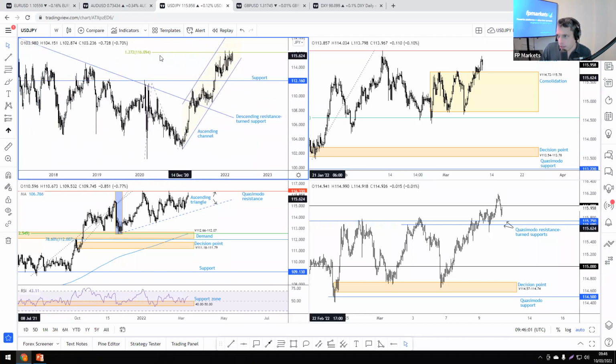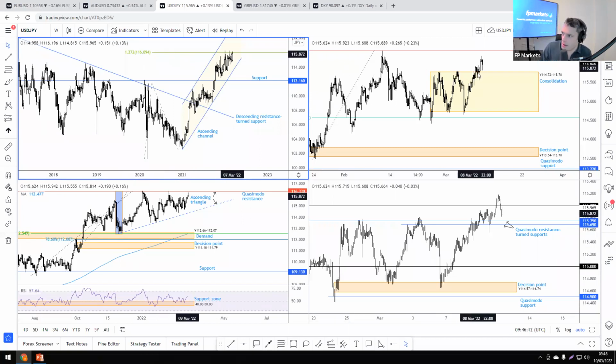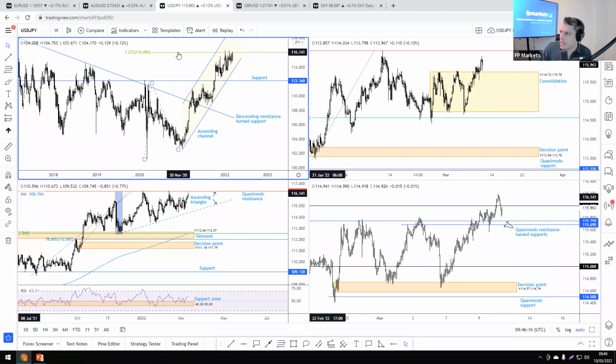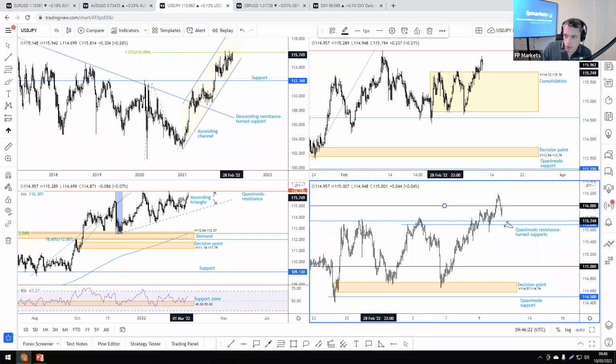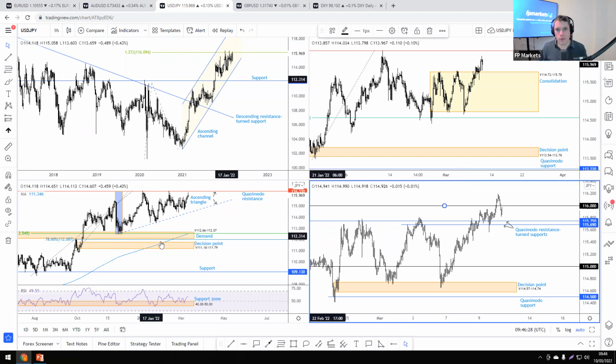The 1.272% Fibonacci projection, as you can see here at 116.09, has remained a headwind for the dollar yen. This is the weekly time frame, guys. But after we broke out of this area, I knew we had room to move to at least the 116 figure. Let me just highlight that on the H1 time frame. I also knew there was room to move higher on the daily time frame. We have Quasimodo resistance at 116.33. So I knew there was some room to move, right?